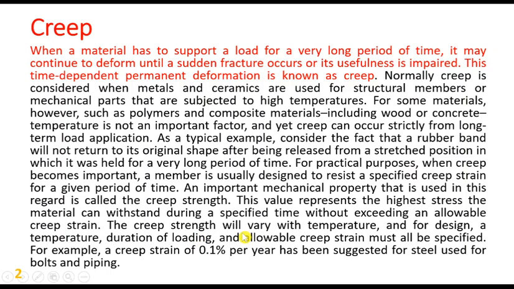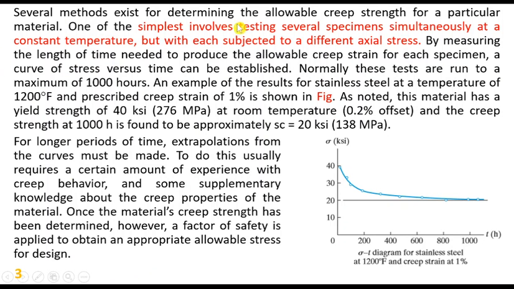The creep strength will vary with temperature, and for design, a temperature, duration of loading, and allowable creep strain must all be specified. For example, a creep strain of 0.1% per year has been suggested for steel and used for bolts and piping. So this is the value for steel used in bolts and piping. Several methods exist for determining the allowable creep strength for a particular material. One of the simplest involves testing several specimens simultaneously at a constant temperature, but with each subjected to a different axial stress. So this is one way.